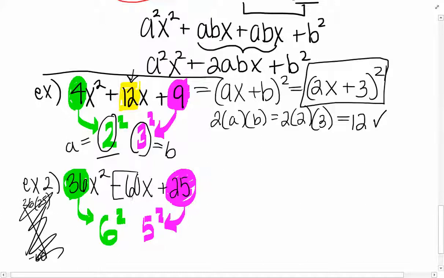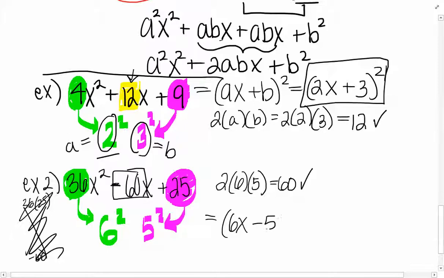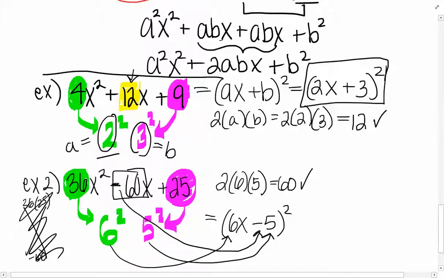If this works out, and remember the negative we don't have to worry about, we're just checking to see if it's 60. So 2 times 6 times 5 would be 60. So it checks out. So the minus sign just means the sign in the middle is going to be minus. So our answer is 6x minus 5 quantity squared. The 6 goes here, the 5 goes here, the minus goes here, and that is going to be so much easier than doing it this way.